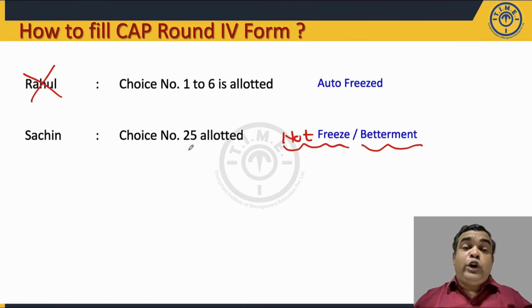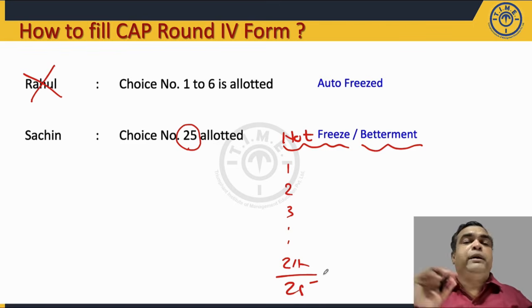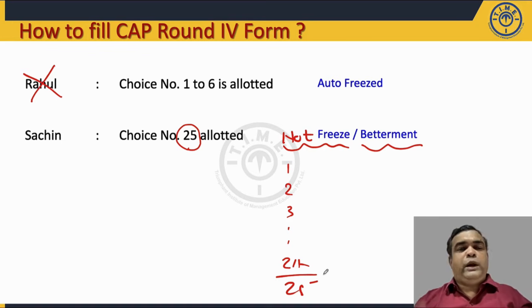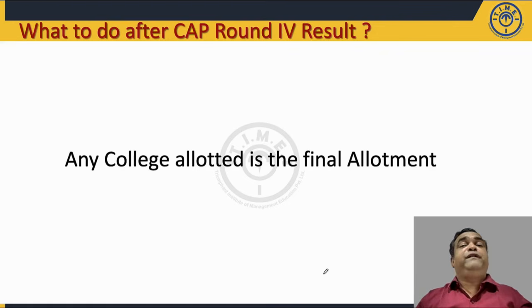But as Sachin is already allotted college number 25, Sachin will fill options from college number 1 to 24, and 25 will automatically appear. You fill better colleges than that college, and 1 to 24 will automatically appear there. And after your 4th round result, whatever college you are allotted, you can take the admission or you are out of the process. This 4th round is the final one.